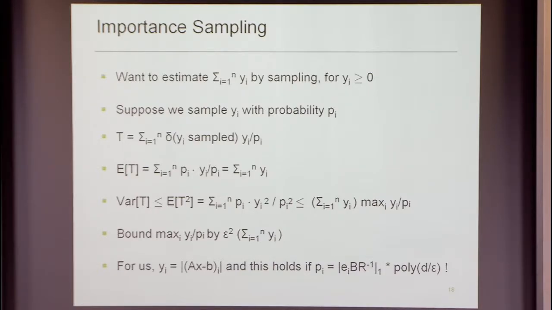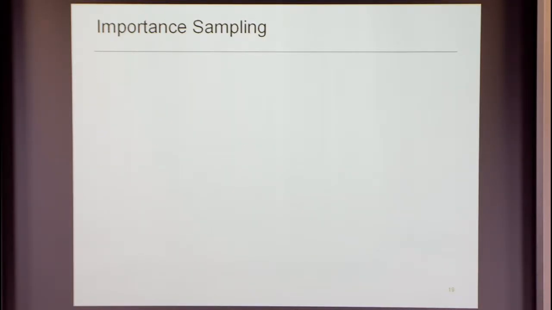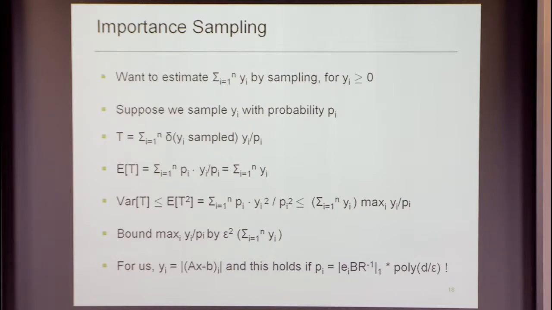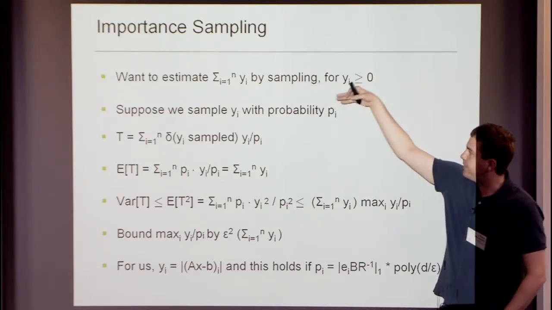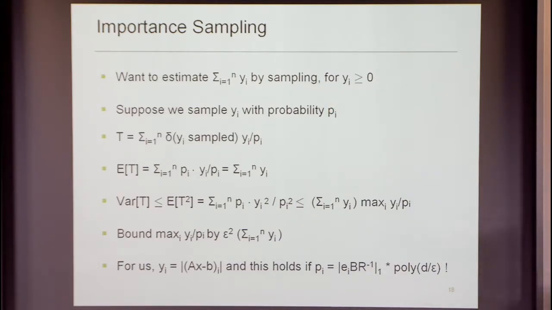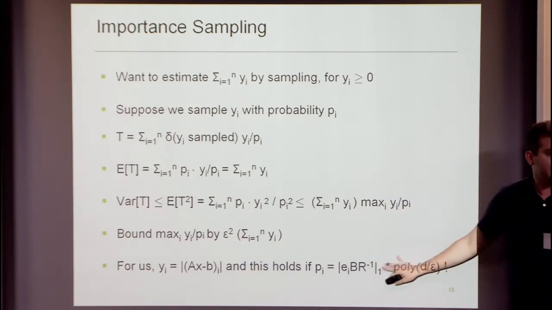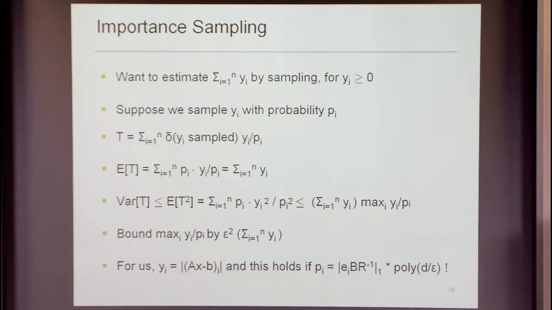Now, yeah. Could you say what the intuition is that those pi's should add up to 1 since they're probabilities? No, so these pi's, they don't add up to 1. For each coordinate, I decide to include it with probability pi. The pi's actually add up to poly d.